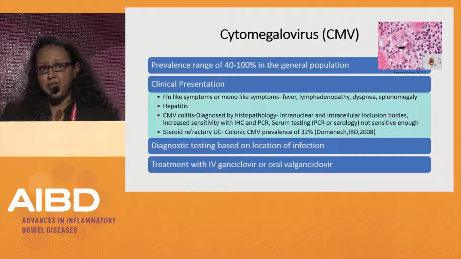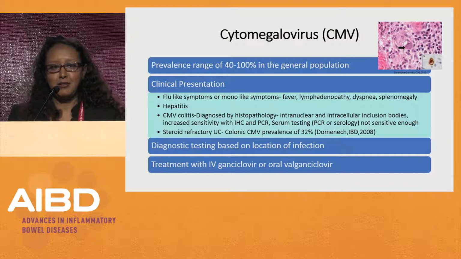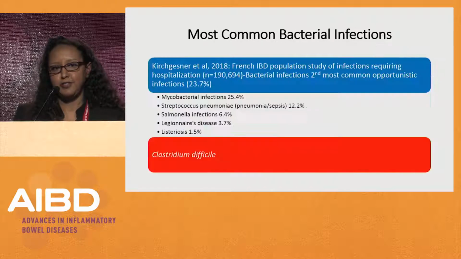How about cytomegalovirus, CMV? Well, the prevalence of CMV is about 40 to 100% in the general population and becomes activated on immunosuppression. It can cause a flu-like syndrome. It can also cause hepatitis, as well as CMV colitis. And in the steroid refractory patients, CMV prevalence can be as high as 32% in a study published in 2008. So diagnostic testing is based on the location of where you suspect the CMV to be. If it's in the GI tract, of course, you're going to be doing an endoscopic procedure, but if somewhere else, then you may be doing serum CMV to help detect. And treatment is with IV ganciclovir or oral valganciclovir.